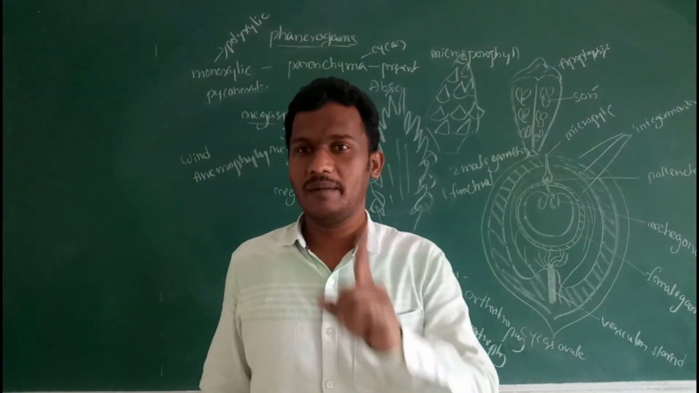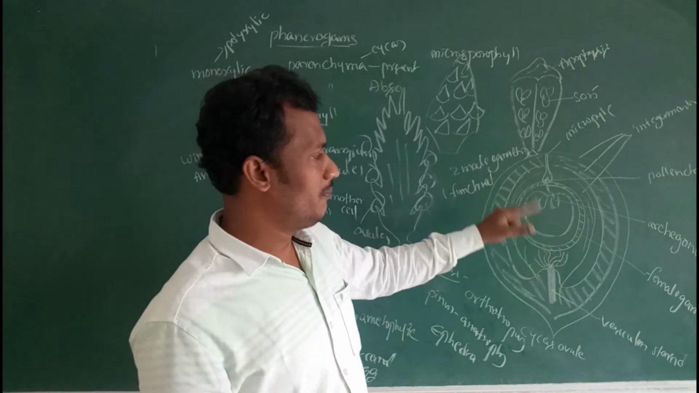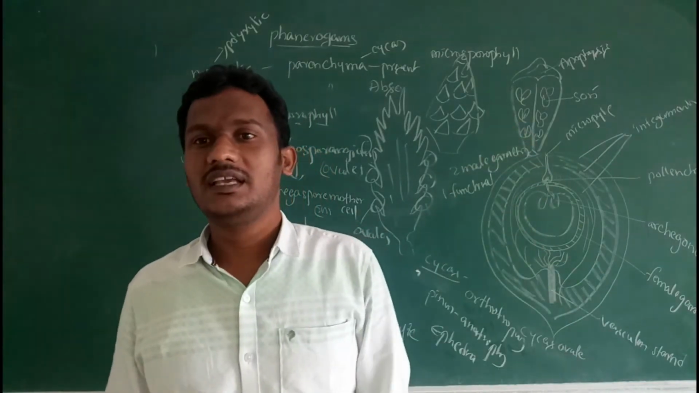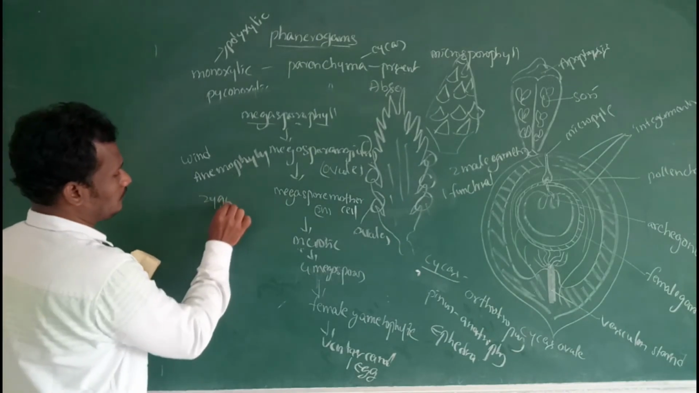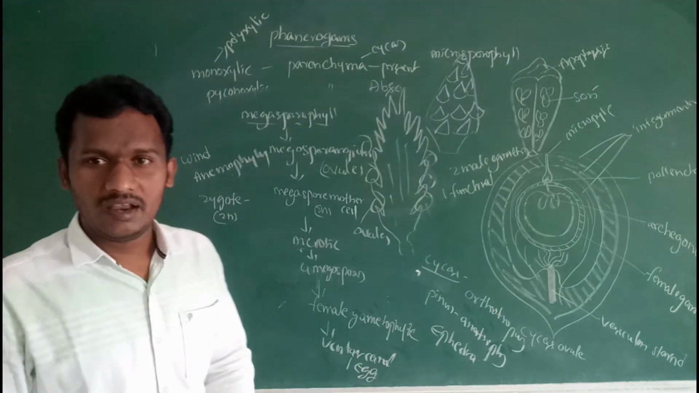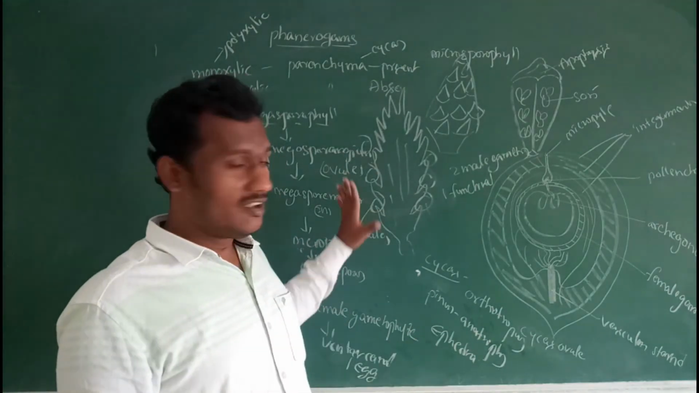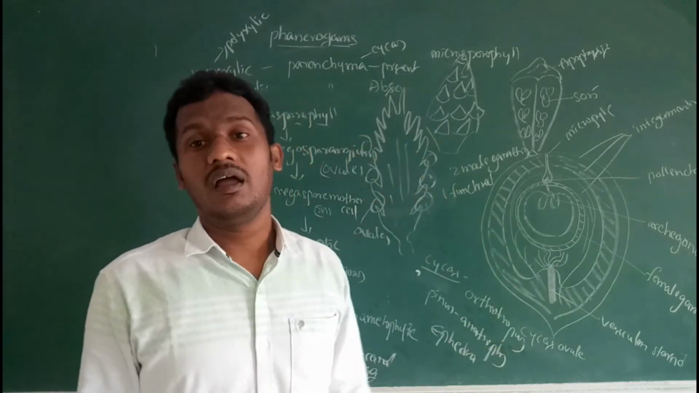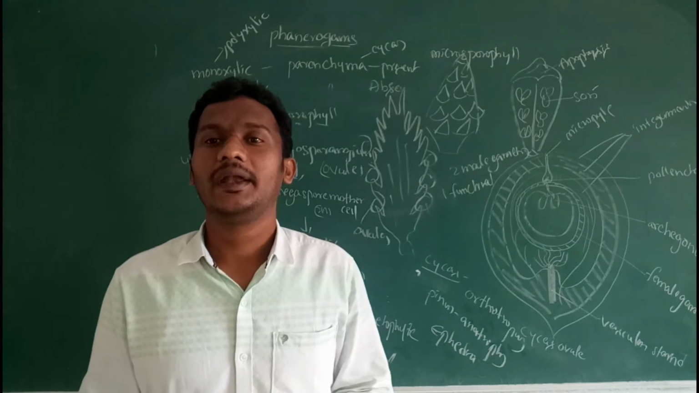In the archegonium only one egg cell is present. This male gamete fuses with the egg cell and forms the zygote. The zygote is in a diploid condition. Meanwhile, the megasporangium, the ovule or female gametophyte, develops into endosperm.